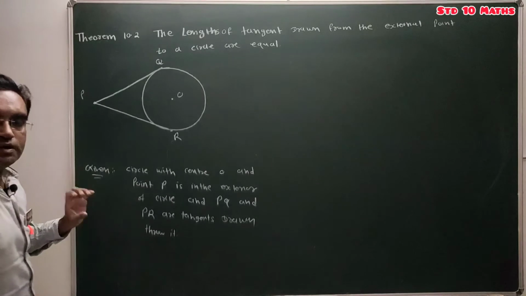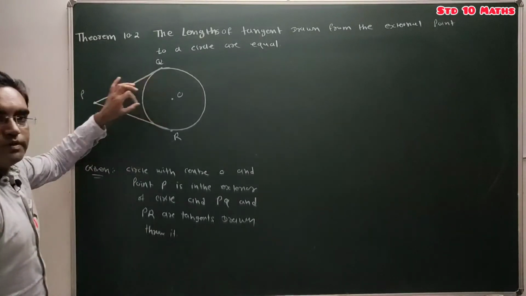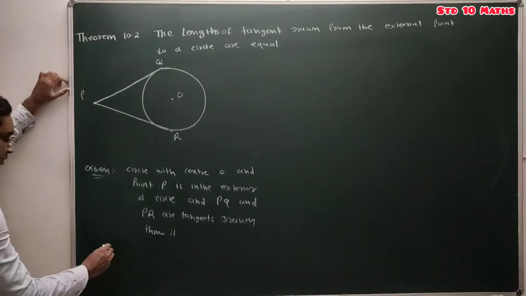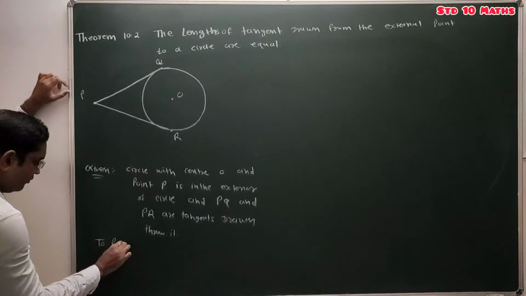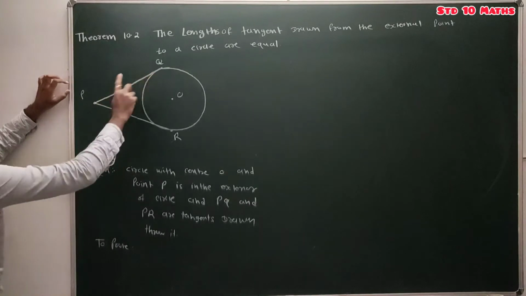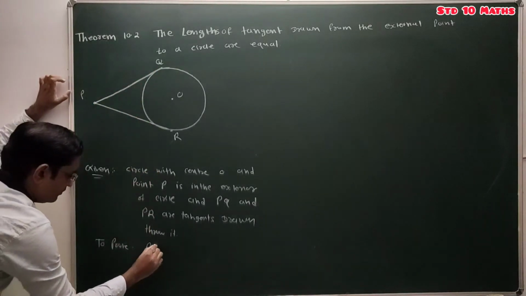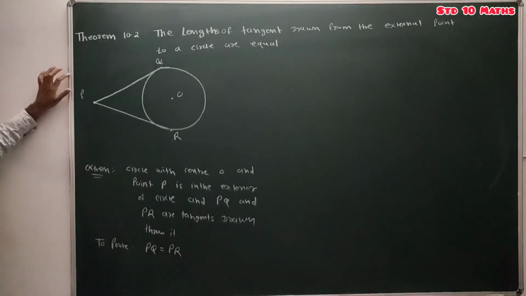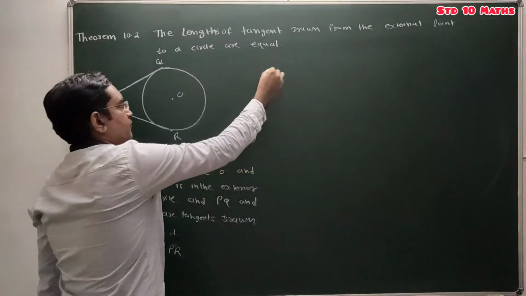According to this theorem, if we draw two tangents to this circle from the exterior point, the lengths of these two tangents are equal. To prove, we have to prove that the lengths of these two tangents, PQ and PR, are equal. PQ is equal to PR. This we have to prove. Now the proof.